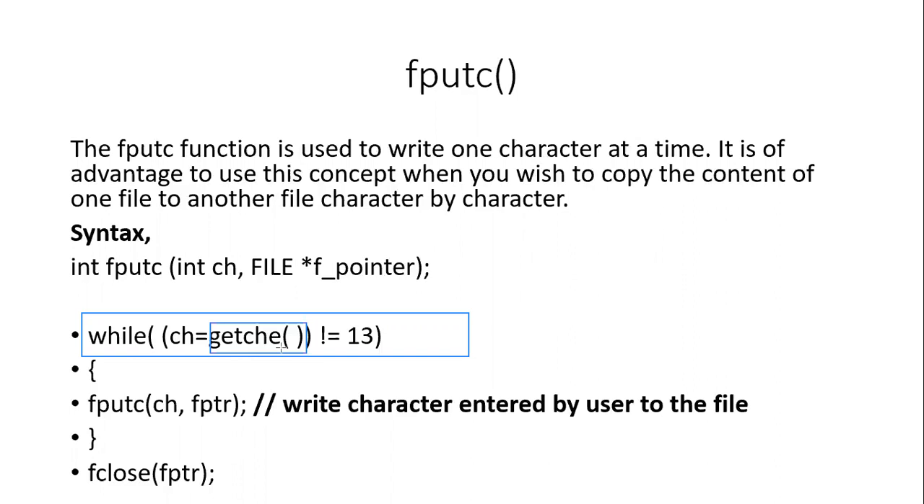The key pressed by the user will be accepted and the same will be transferred to the character value. So ch is equals to getche is used to read a character input from the user and store the value in ch. Ch must be a variable of character data type. And for how long will we continue to read the value?